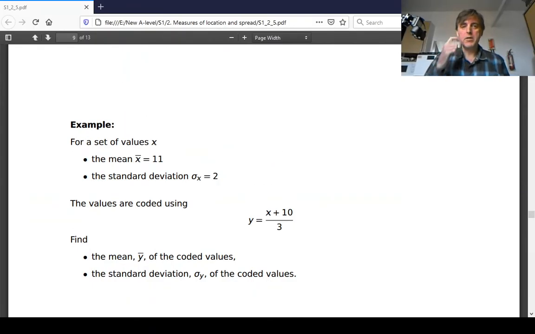Okay, so let's see if we can do a bit of coding now and see how it might work in practice here. I've put an example on the screen here, which I think we'll have a look at together. So we've got a set of values x. We don't know what the values are, but we're told that the mean and the standard deviation are 11 and 2 respectively. We've been given a coding formula to code it into a new related set of data, and we've just been asked to find the mean and the standard deviation of those coded values.